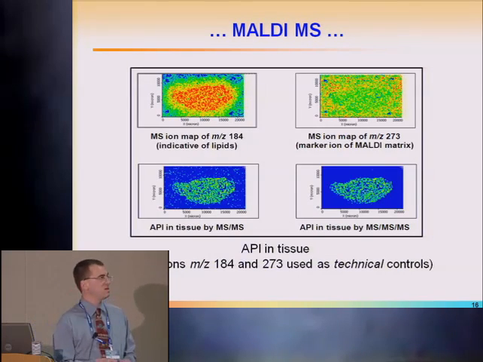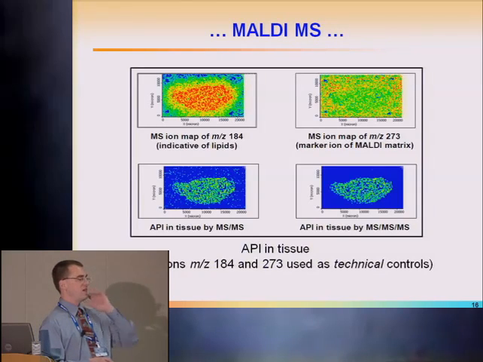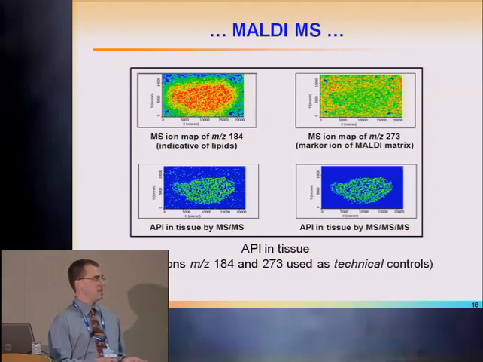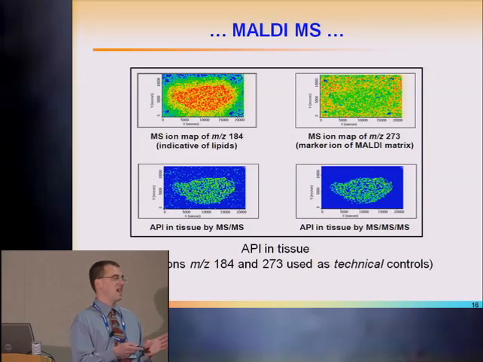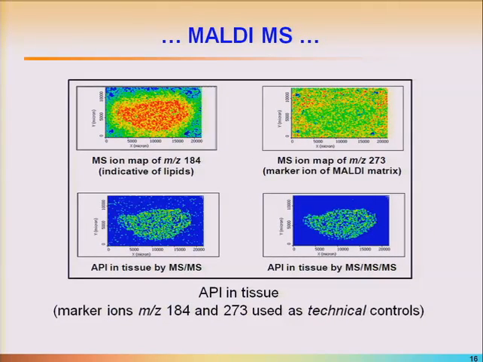So here are some examples from my lab where we had to analyze a tissue for API. The workflow that we implemented is that first, when we look at a tissue, we always make a map of mass to charge 184 because this is indicative of lipids. And with the application of MALDI matrix, there's kind of a good day factor to it. Sometimes it just doesn't work and you don't know why. And if the tissue is not displayed correctly, that sample will not be used for data processing.